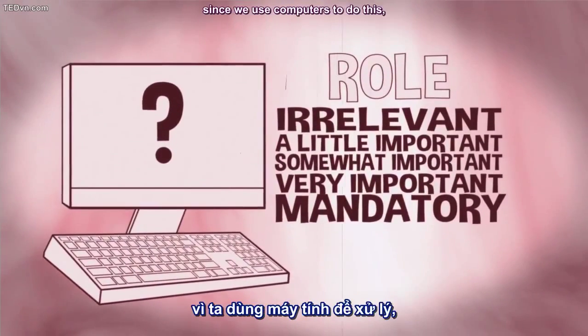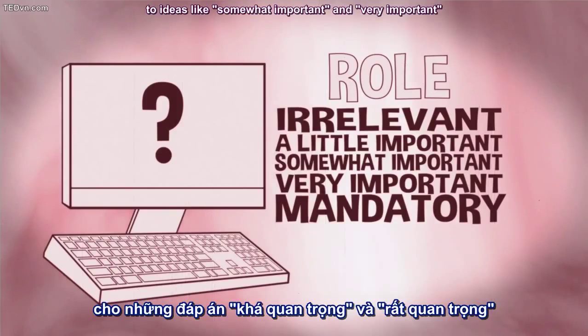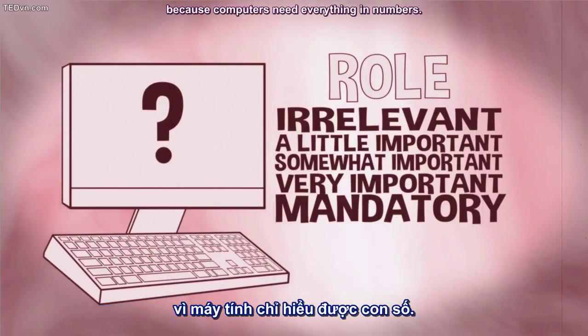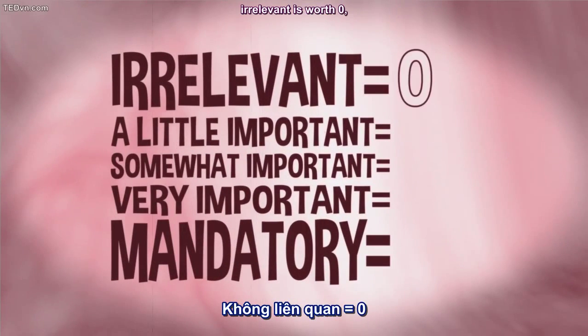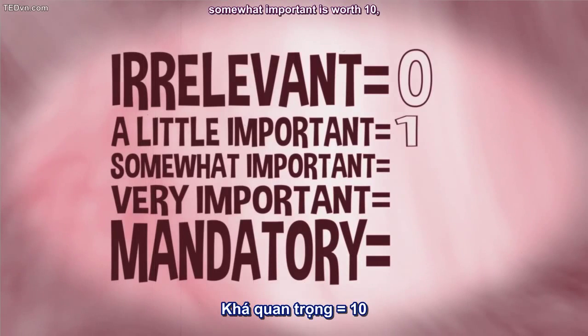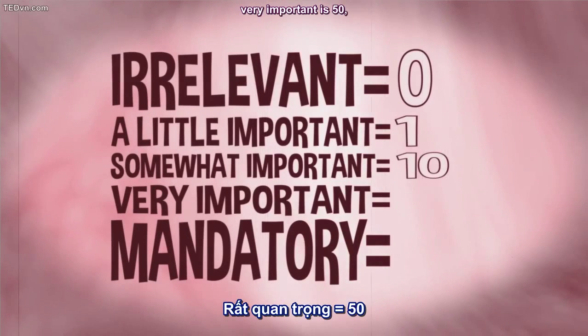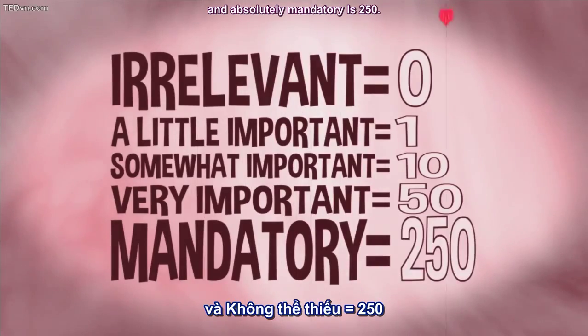Our first step is, since we use computers to do this, we need to assign numerical values to ideas like somewhat important and very important, because computers need everything in numbers. We at OKCupid decided on the following scale. Irrelevant is worth 0. A little important is worth 1. Somewhat important is worth 10. Very important is 50. And absolutely mandatory is 250.